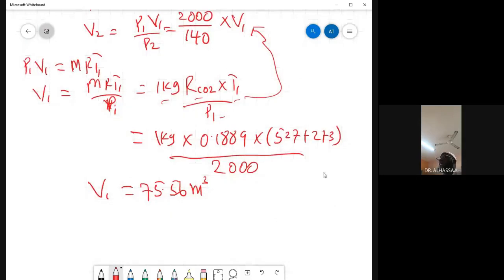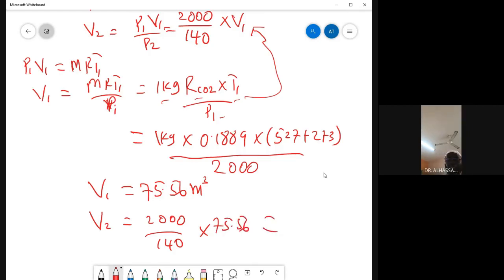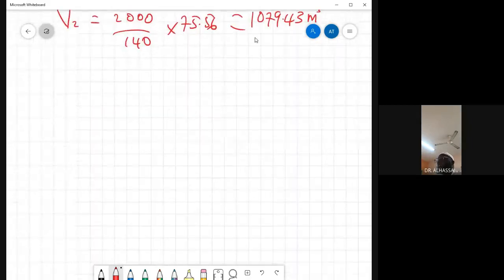Okay, so that gives us V2 equals 2000 divided by 140,75.56. So what is this? 1079.43 meter cube. Okay, so that is it for this question.